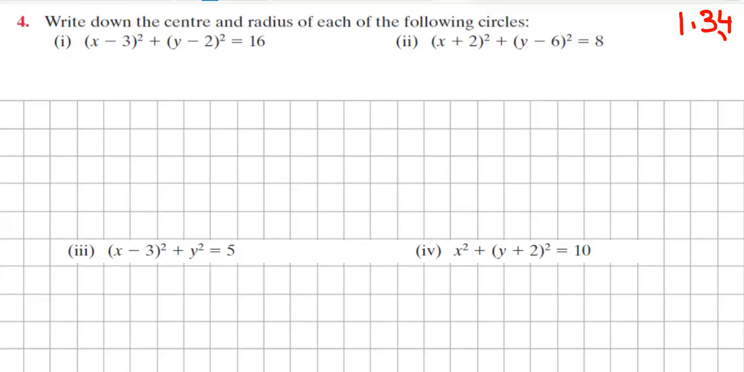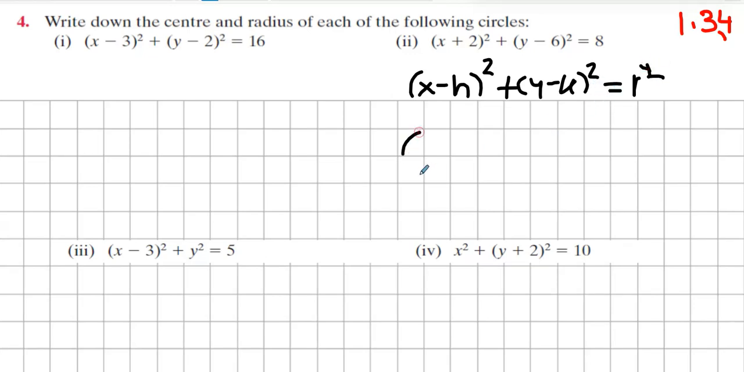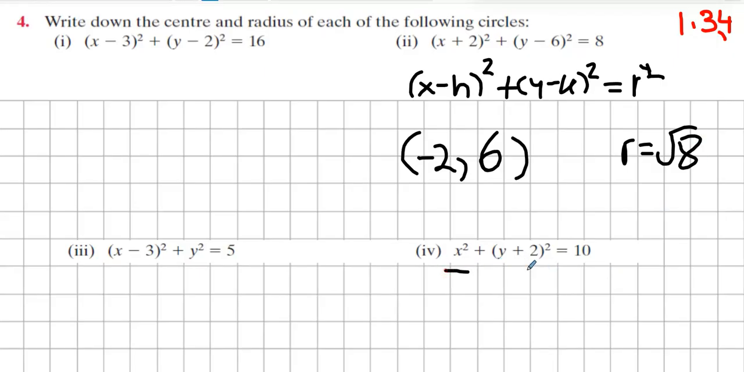Okay, so we're working backwards here, and we're doing x minus h squared plus y minus k squared equals r squared. So what do we think about 4 part 2, lads? What do we think the center of the circle is? It's opposite in sign, isn't it? It's a plus and not a minus. So that means h has to be minus 2, and k is 6. That's your center. And then your radius is root 8. What about this one here? There's no h value, is there? So h is 0. It's a plus 2, which means k is minus 2. And the radius is root 10.